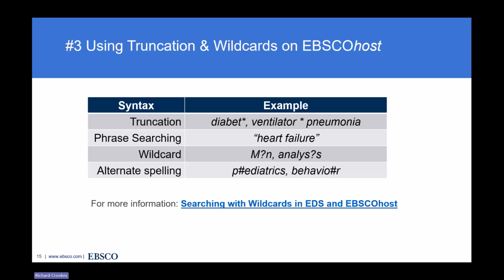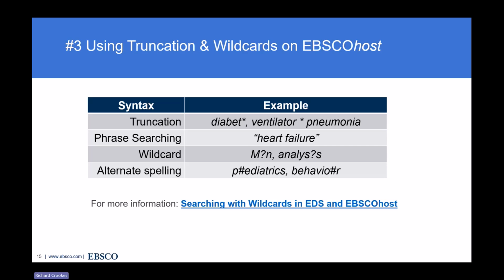Now, there's alternate spelling, and I would say, generally speaking, this works probably more effectively in MEDLINE than CINAHL. But that is the hash wildcard to search for alternate spelling between UK and US English. So pediatrics, of course, P hash E, diatrics would find both variations. And with behavior, behaviour can be retrieved using the hash wildcard before the R.